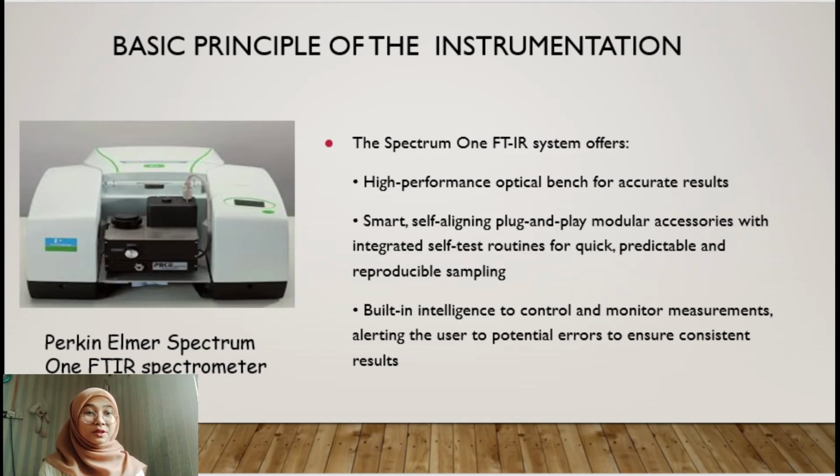Okay, the basic principle of the instrument that we use in this journal is the Perkin-Elmer Spectrum 1 FTIR spectrometer. The Spectrum 1 FTIR system offers a high-performance optical bench for accurate results. It has smart, self-identifying plug-and-play modular accessories with an integrated self-test routine for quick, predictable, and reproducible sampling. It also has built-in intelligence to control and monitor measurement, alerting the user to potential errors to ensure consistent results.